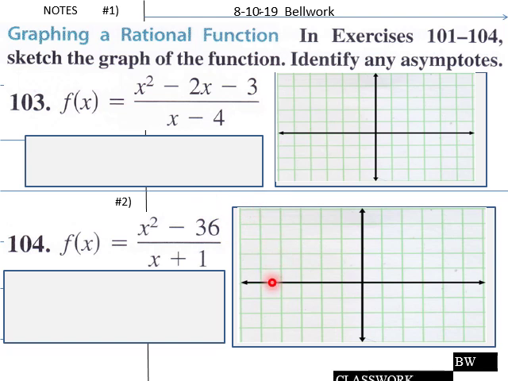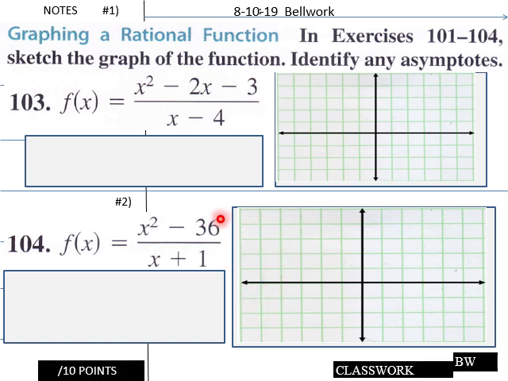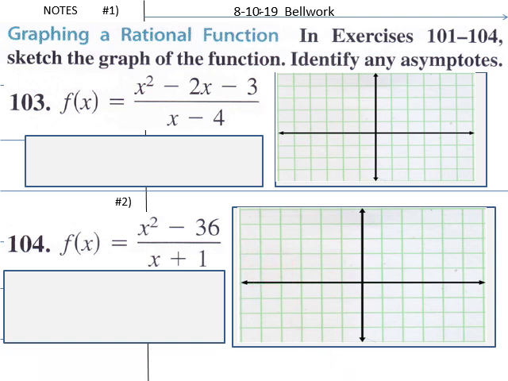Students, teachers, let's go into the bell work for today. Today's bell work is sketch the graph of these functions here, and then identify any asymptotes that are involved with these functions on the graph. Teachers, give your students about 5-6 minutes to do that. Pause your video and see you in 6 minutes.